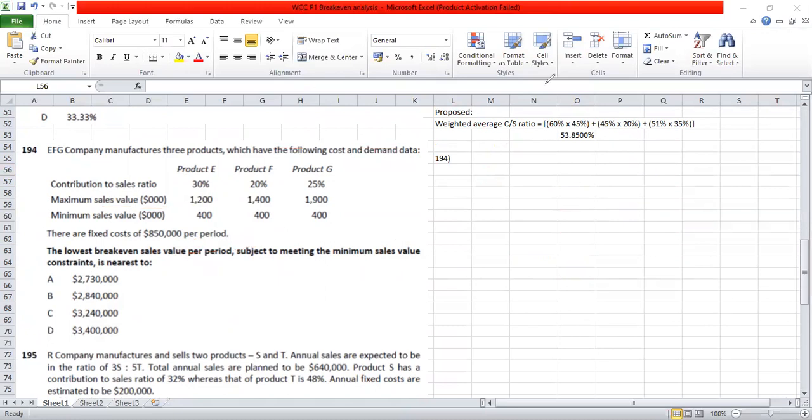EFG company manufactures three products which have the following cost and demand data. Products E, F and G, contribution to sales ratio, maximum sales value, minimum sales value. There are fixed costs of 850,000 per period. The lowest break-even sales value per period, subject to meeting the minimum sales value constraint, is nearest to.